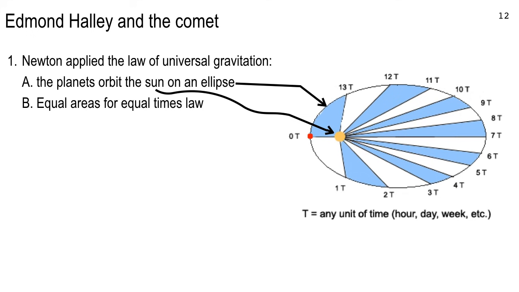The T's are equal times. So if that were a typical comet, that would be like 3-month periods. Correct, in terms of time. Yes, different shapes though. Each 0t to 1t is like one unit of time, and 1t to 2t is another unit of time.